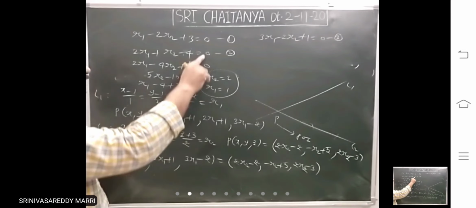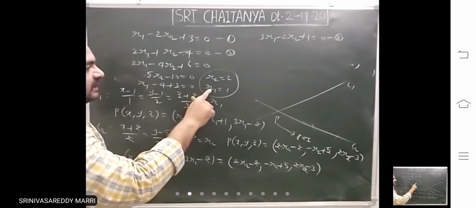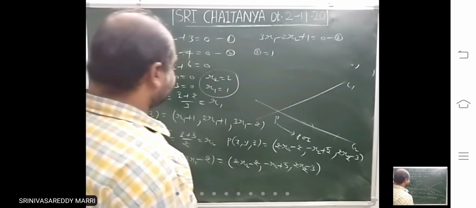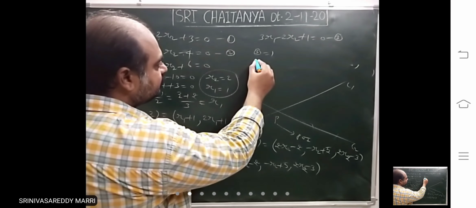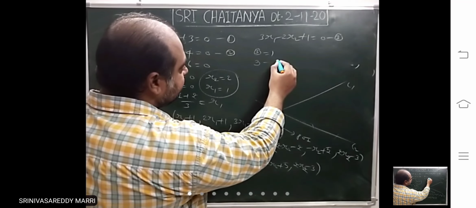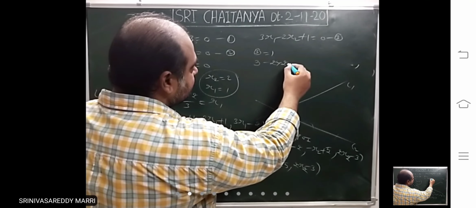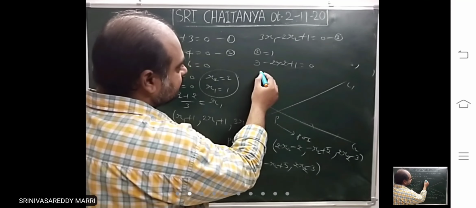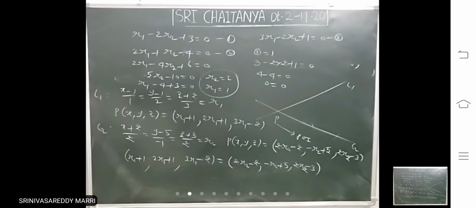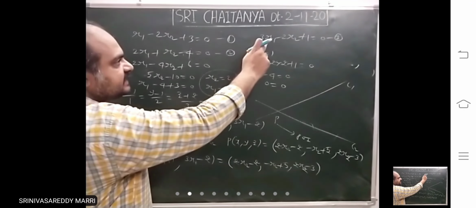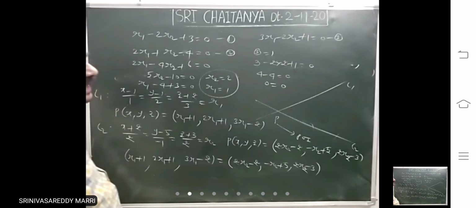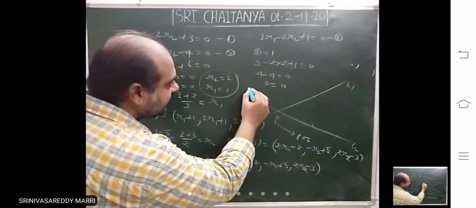Now these values, whatever you have solved from first two equations, substitute in third. If you substitute R1, R2, whether they are satisfied or not, you see. Therefore, 3 minus 2 into 2 plus 1 equal to 0. So 4 minus 4, 0 equal to 0. That means these values are satisfying the third condition also. If these values satisfy third condition, therefore lines intersect.